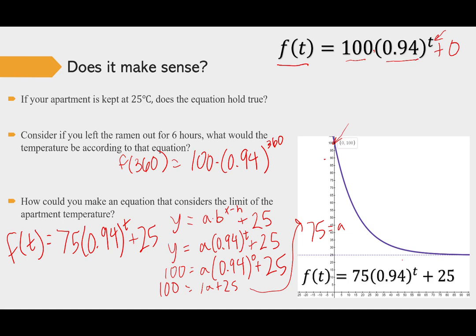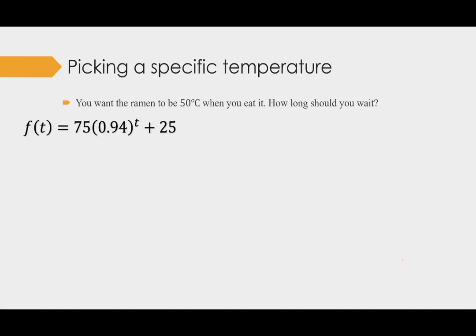Alright, one more question to look at, and then you will be set to do your assignment to help out with the labs. So let's say you want the ramen to be 50 degrees Celsius when you eat it. We want to figure out how long you should wait. So that 50 degrees is going to be our y, or our f of t. We're going to plug that in.